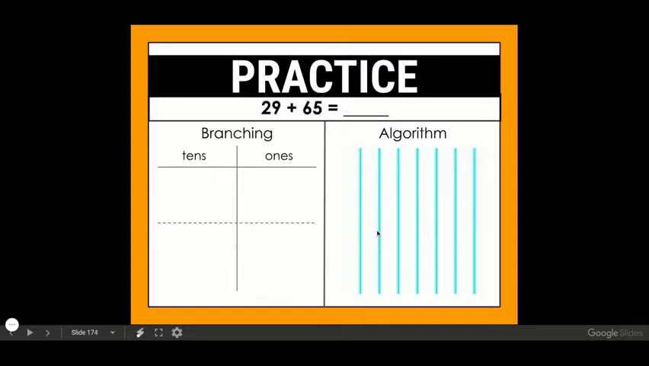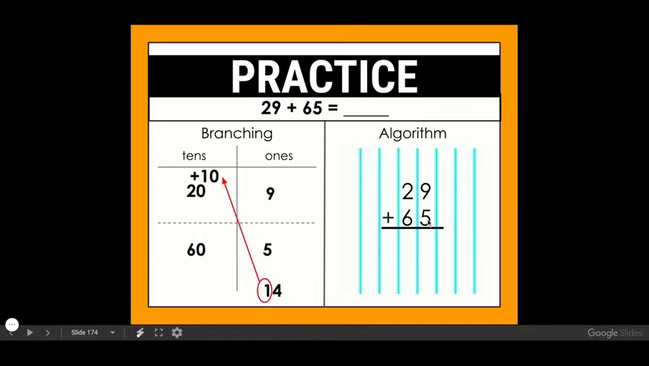Let's look at our next example. It is 29 plus 65. All right, think to yourself, how would I set up my two different problems? With branching, I'm going to do my two different add-ins. So I'll have 29 and 65. And with algorithm, we're going to line it up, one right on top of the other. Okay, so now we need to add our ones. Let's start with branching. I have 9 ones plus 5 ones. How many ones would that be? 14 ones. But can I have 14 ones? No, so I'm going to take my 10 and move it over into my tens column.